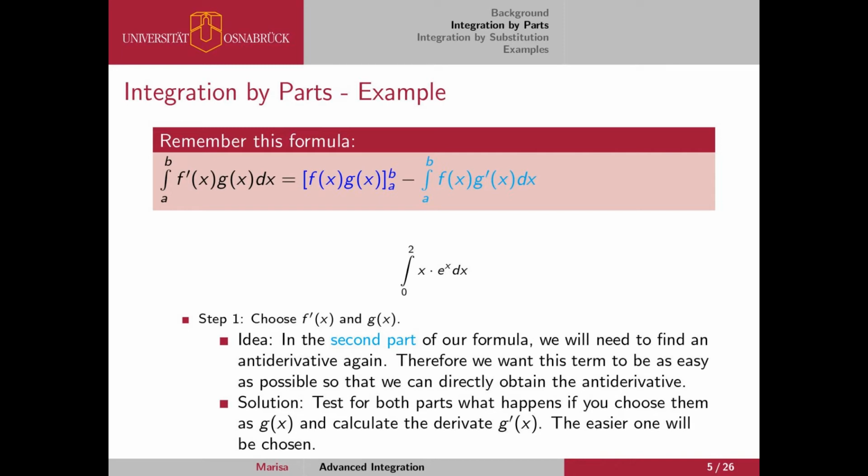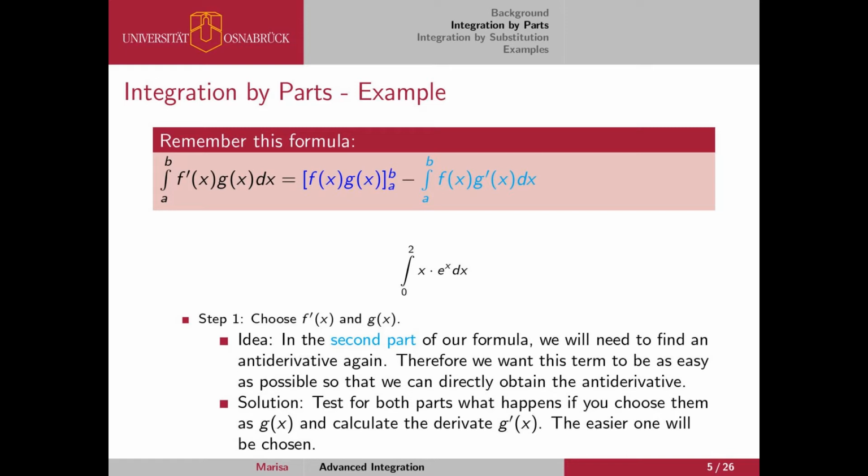Our example is the integral from 0 to 2 of x times e to the power of x dx. We cannot simply find the antiderivative of it with our usual rules, but luckily we can apply integration by parts here, because we have a product of two functions. One of them is x, and the other one is e to the power of x. In the first step, we need to choose which one of them is f prime x and which one is g of x. The question is, how do we do that?